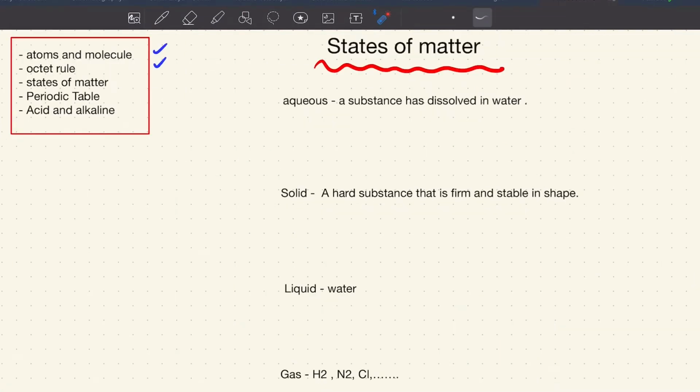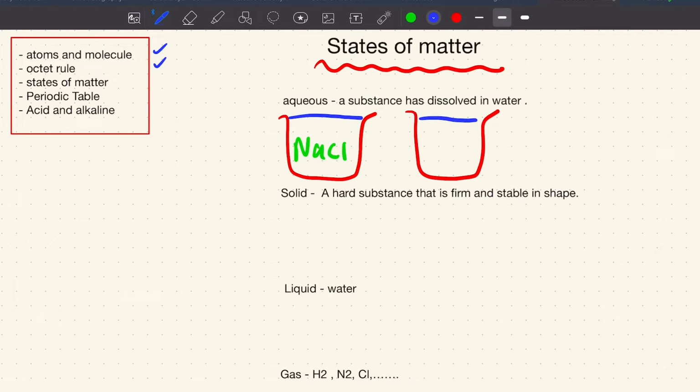So next, states of matter. We have aqueous, solid, liquid, and gas. Aqueous is a substance that has dissolved in water. We take a beaker, we fill in some water, and we add in NaCl salt, which is sodium chloride salt. And when we stir it, the NaCl will break down into Na+ and Cl-, because NaCl is an ionic compound and it is dissolvable in water.